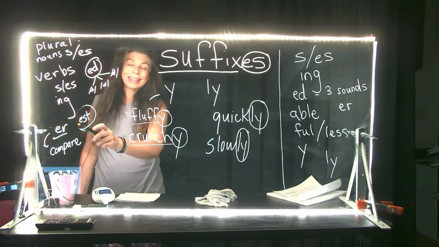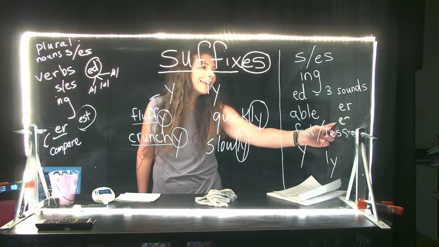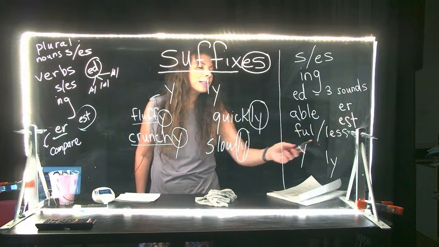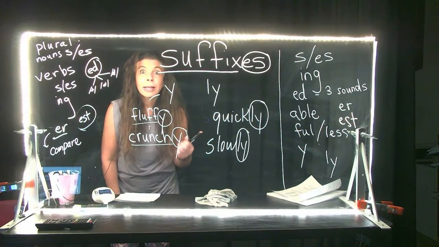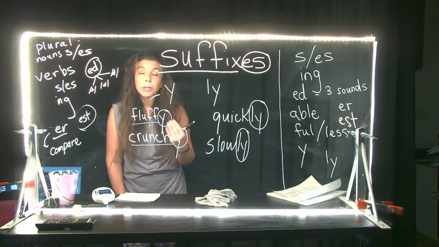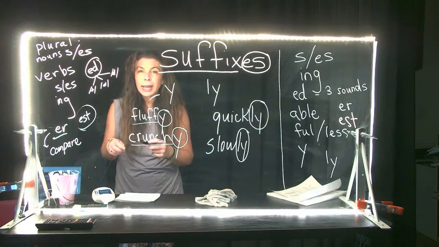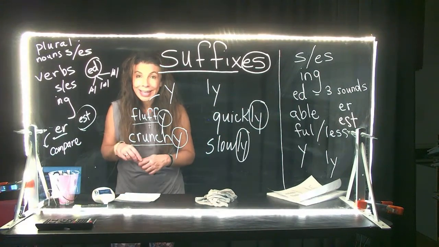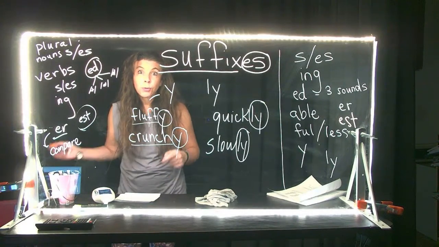ER compares 2 things or talks about someone who does, and then EST is a superlative meaning the most of something. Let that all sink in, because next week we're going to talk about one-to-one-to-one words with suffixes. So you really need to get a handle on your suffixes before we can start that. Tomorrow I'll go over the sound alike words.